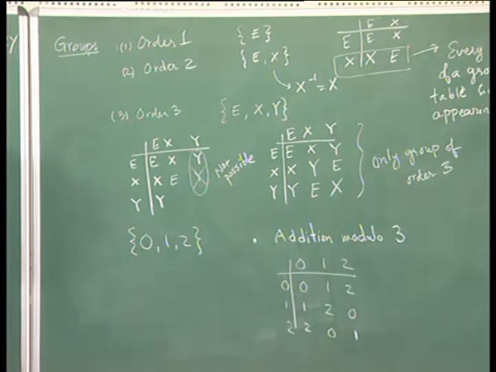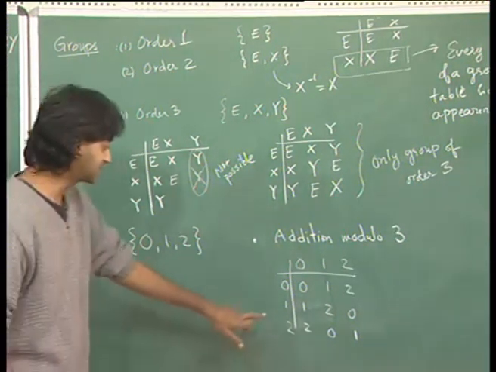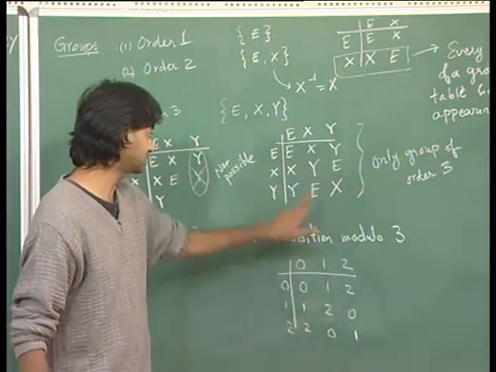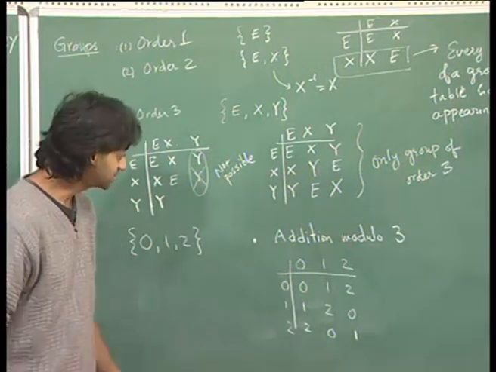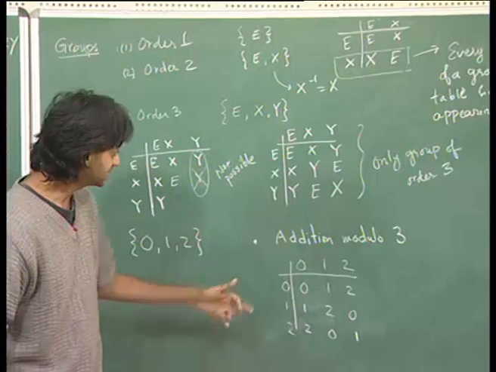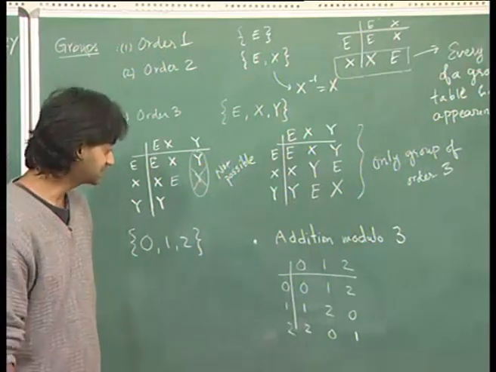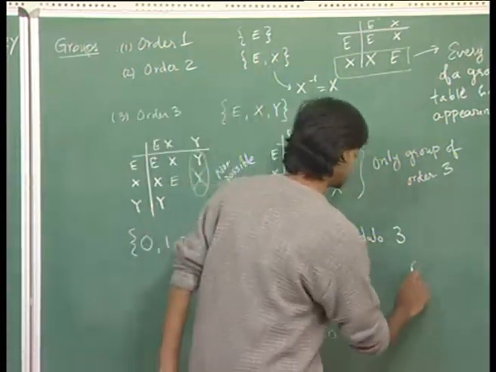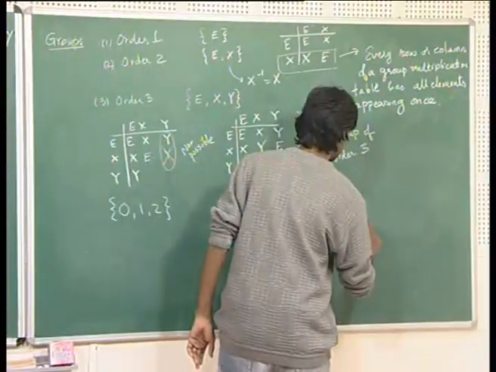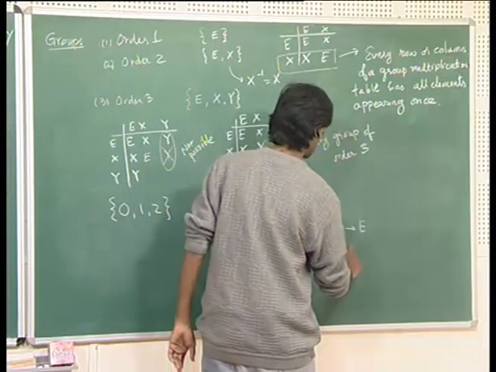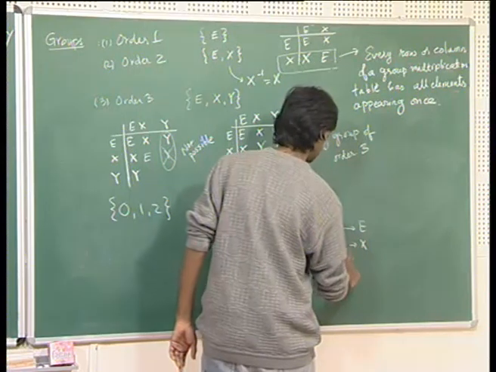Okay. So this is a multiplication table. So this is a group of order 3, this is a group of order 3, but what you notice is that these are the same group, and these are the same group because if you replace 0 by e, if you replace 1 by x, if you replace 2 by y.